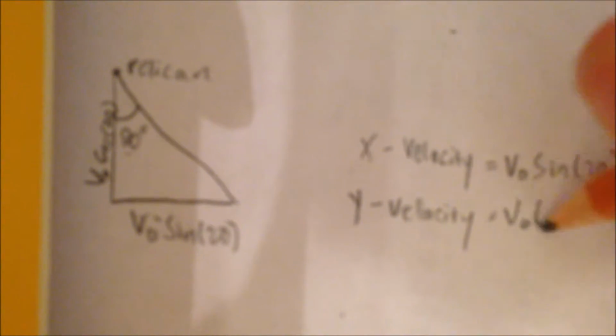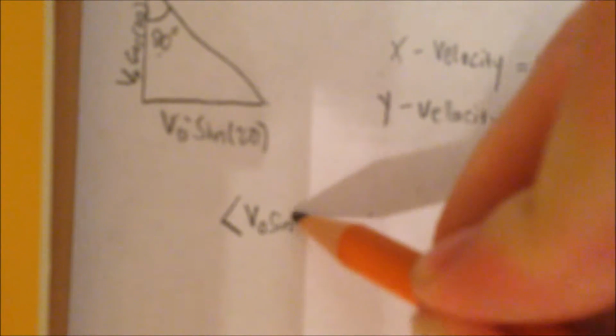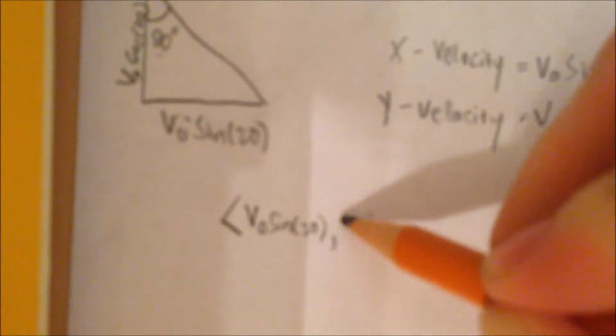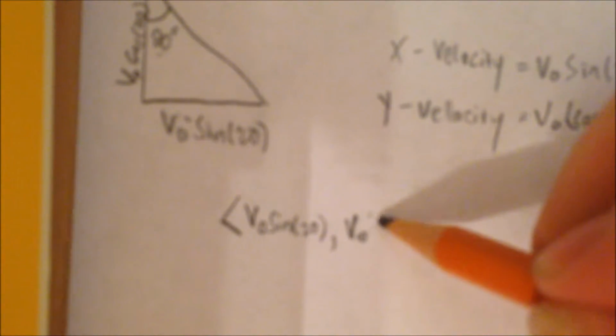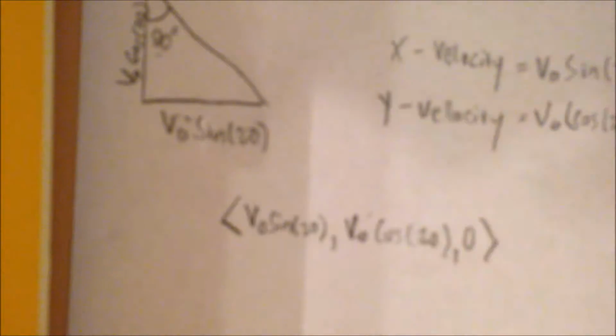Keep in mind the y velocity will be negative as it is traveling downwards, so you'll have to add a negative sign to that. Here I write it down in vector notation with the x component first and then the y component following. And since we have no movement in the z direction, that is a 0.